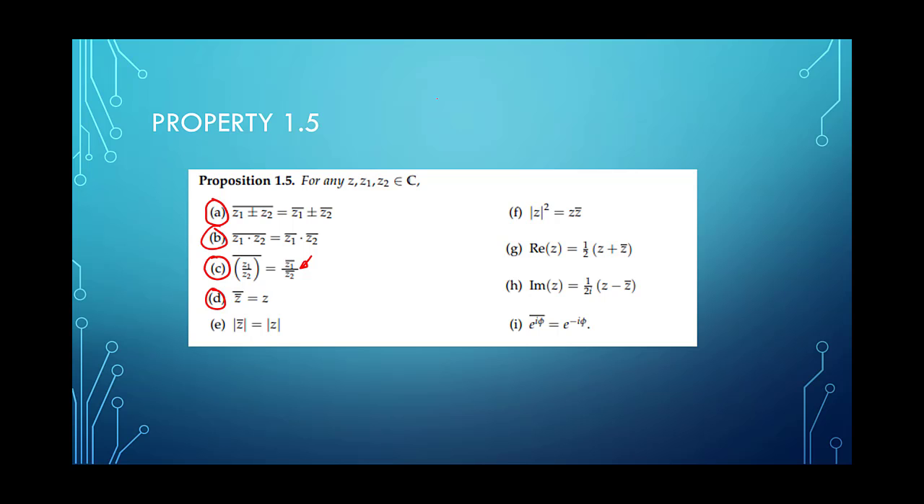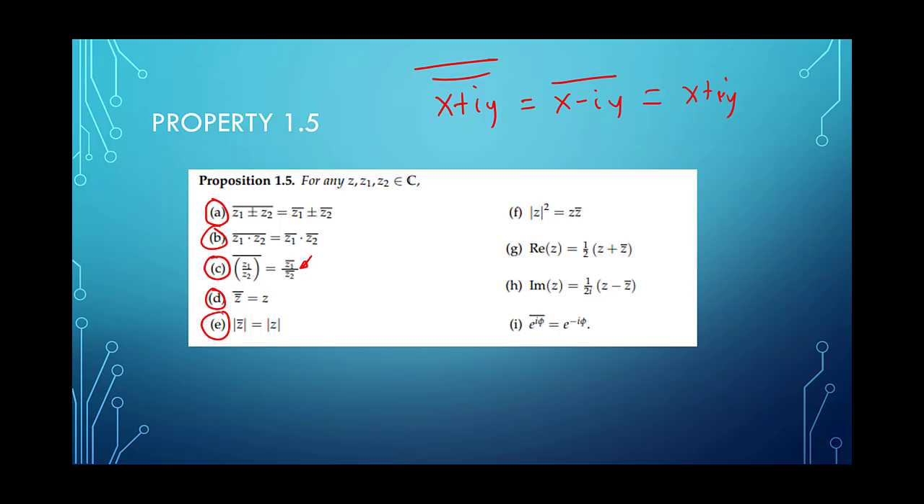Which hopefully makes sense, right? If you take x plus iy and you conjugate that, you get x minus iy. Now, if you conjugate that again, what do you get? You're just going to get x plus iy. So you get what you started out with.